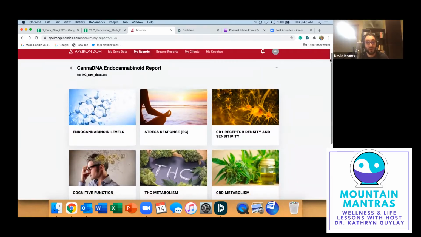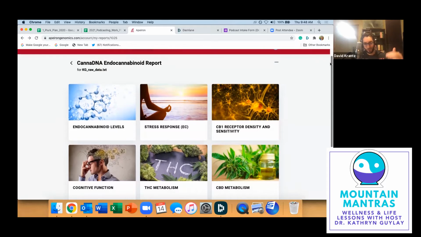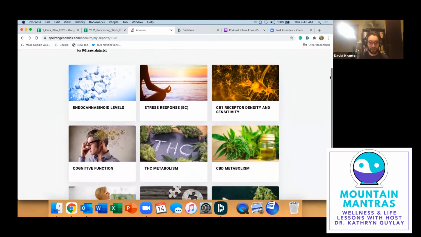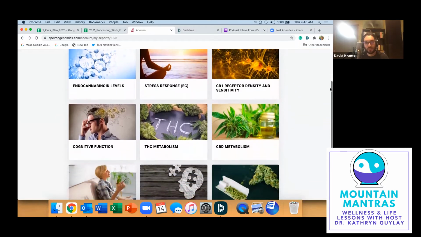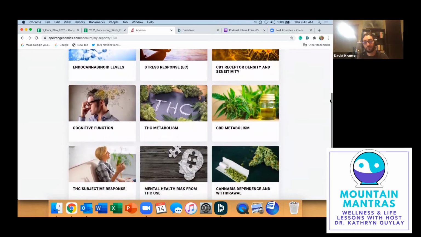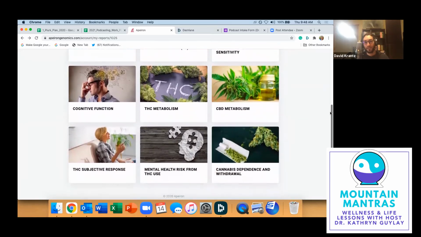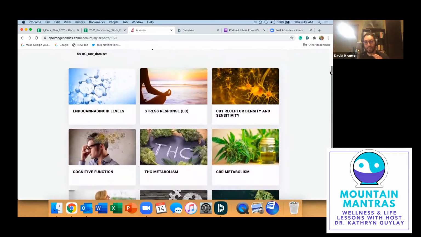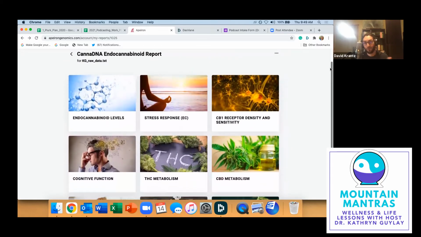Yeah, sure. So this is the broad overview of all the different sections in the report. And if you scroll down a little bit, you can see there's another section here. What this is, is a collection of all of the different genes and variants that are known about how your body responds differently from person to person to cannabinoids. And it also looks at how your body creates its own endocannabinoids and receptors.